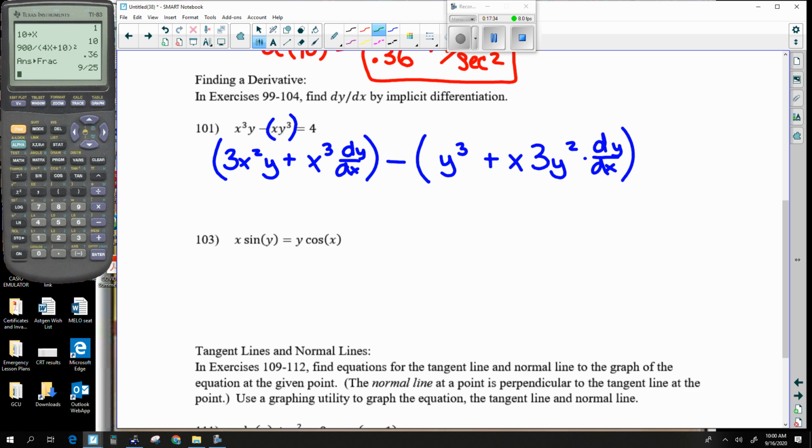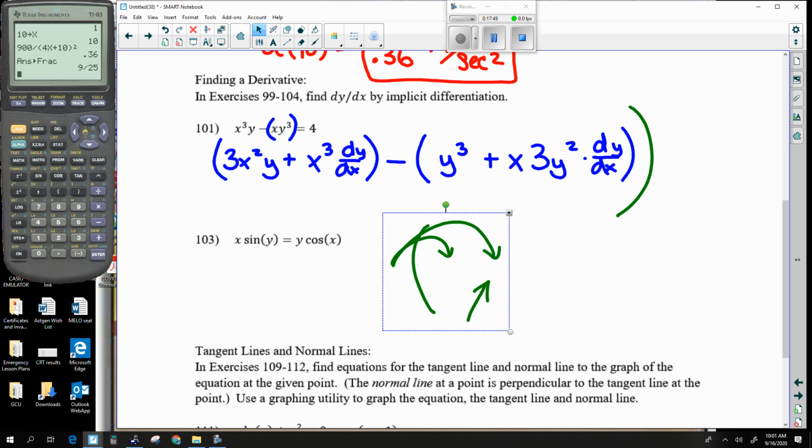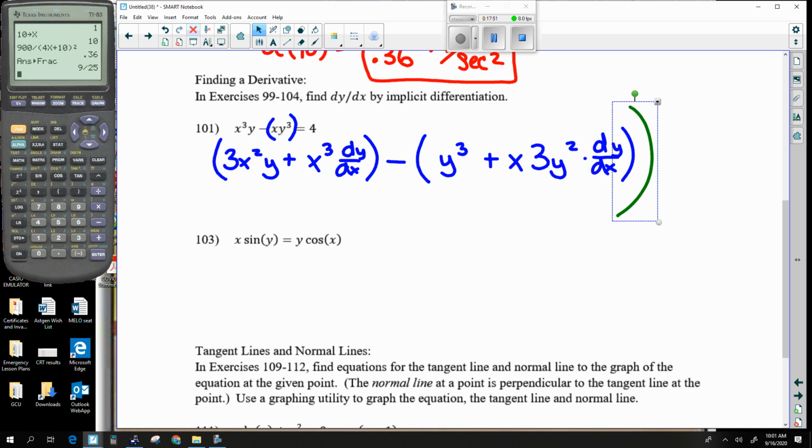All right, so this is what I was referring to. Without creating this parentheses right here, a lot of times people won't make that a minus. It's very easy to overlook that. So if you create the parentheses, it makes it a little bit more apparent.